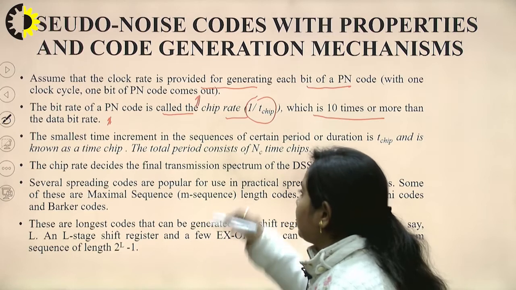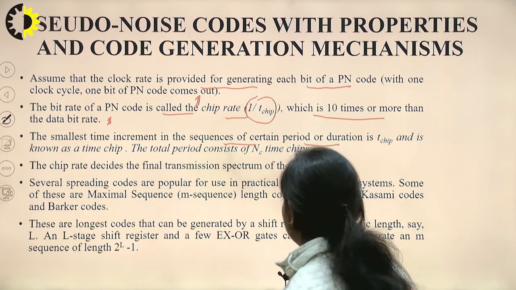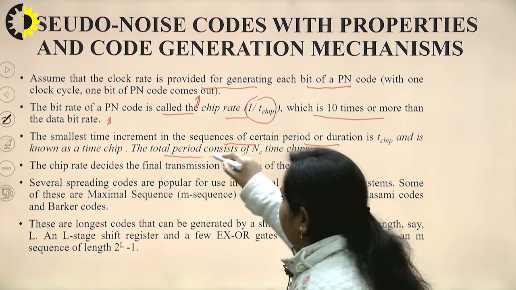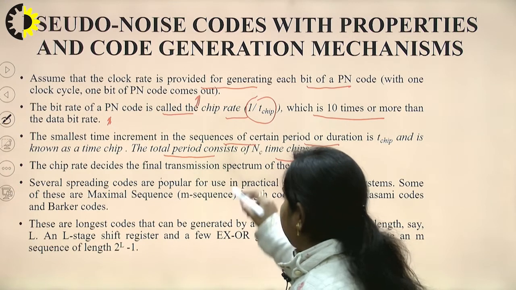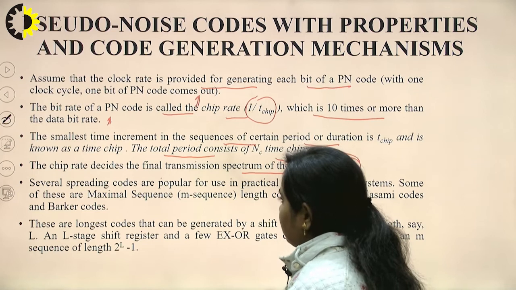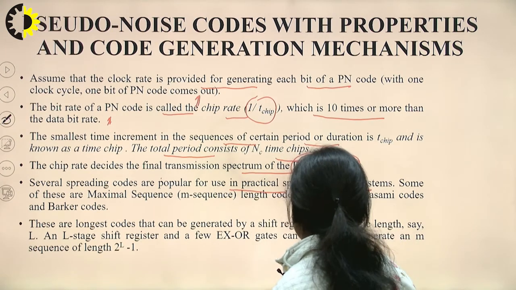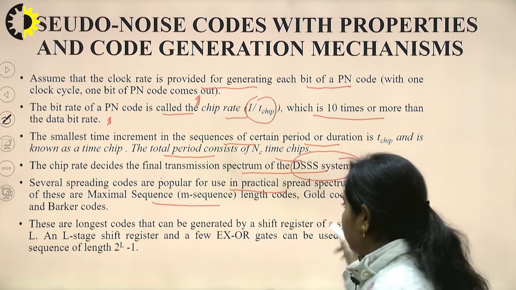The smallest time increment in the sequence of a certain period or duration is Tc, and is known as the chip time. Then the total period consists of Nc times the chips. The chip rate decides the final transmission spectrum of the DSSS system. Several spreading codes are popular for use in practical SS systems. Some of the codes are the maximal sequence code, known as the M sequence.